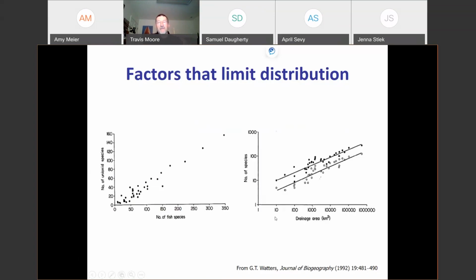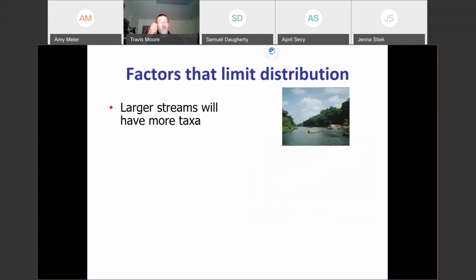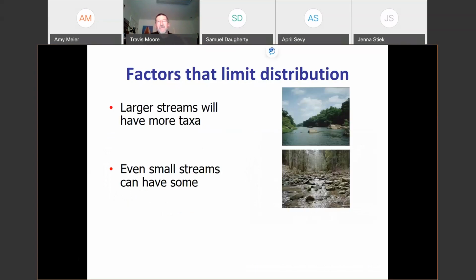And then we tend to find more diverse mussel communities in places where the river systems are bigger. You've got larger drainages, larger watersheds, and as you move down into the drainage, you start getting into a bigger river system, and we start to see more mussel species and more mussel numbers in those sites. So larger streams will have more taxa, but even some small streams can have some diversity as well.